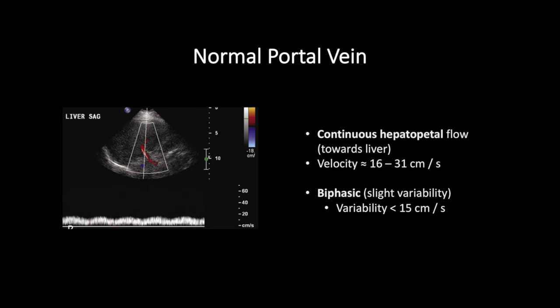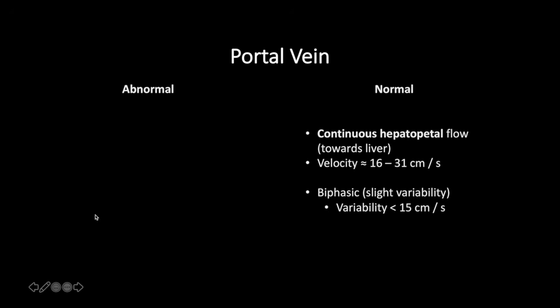And this variability should be slight. So the variability from the highest point to the lowest point should be less than 15 centimeters per second. Okay, but if you remember two things from this slide, it's that a normal portal vein should always be going forward. It's above the baseline always. And it's biphasic with slight variability, in other words. Okay, so if that's what a normal portal vein waveform looks like, what are common abnormal waveforms that we might see?